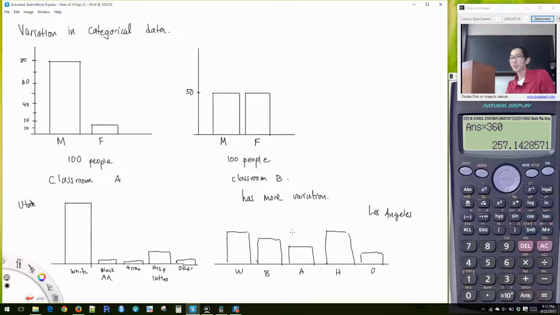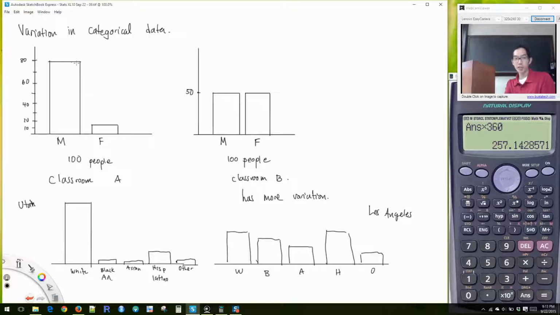If we imagine which place is more diverse, Los Angeles or Utah, I think we would say LA, right? At least when it comes to racial diversity. If you think about it, in Utah you probably have one category that's in terms of frequency or percentage much more dominant or prominent than the other categories, whereas Los Angeles, they're kind of more balanced out per se.